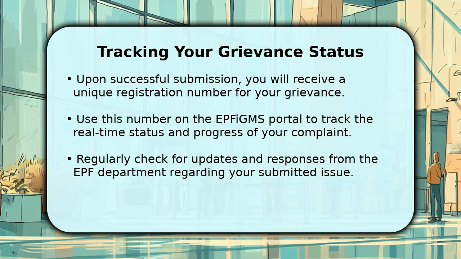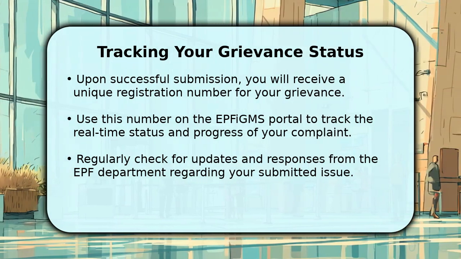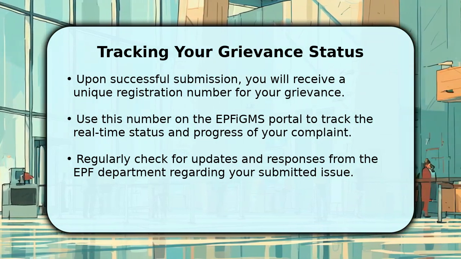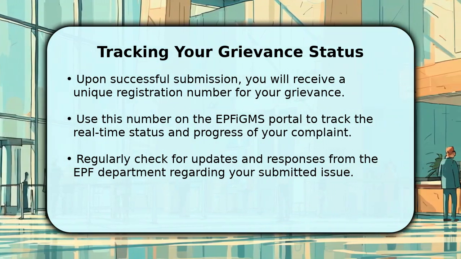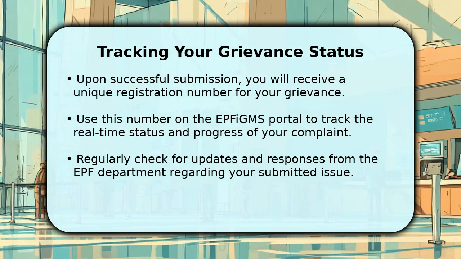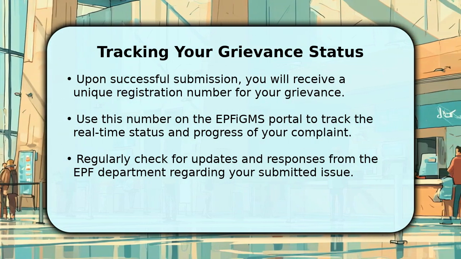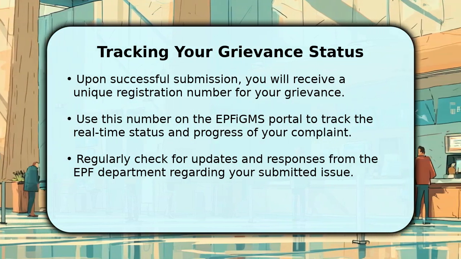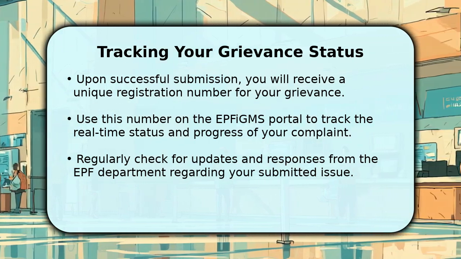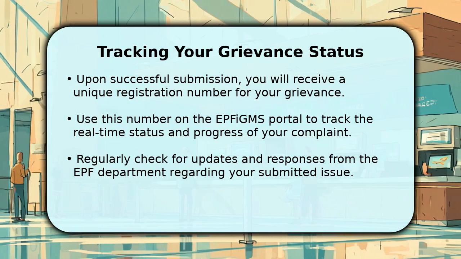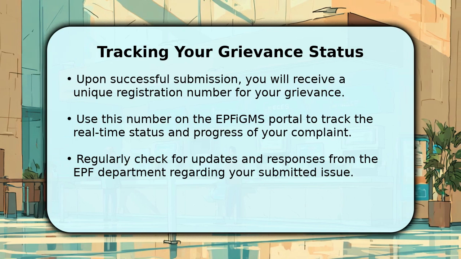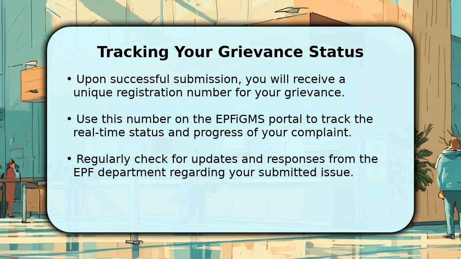Once you submit your grievance, the system will generate a unique registration number. Make sure to note this down carefully. This number is your key to monitoring your complaint's progress. You can easily track the status by revisiting the EPFO GMS portal and entering your registration number in the View Status section. It is advisable to check for updates periodically, perhaps every few days, to stay informed about any actions taken or responses provided by the employee's Provident Fund organization regarding your specific issue.